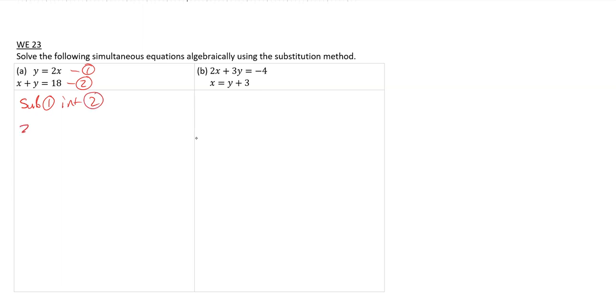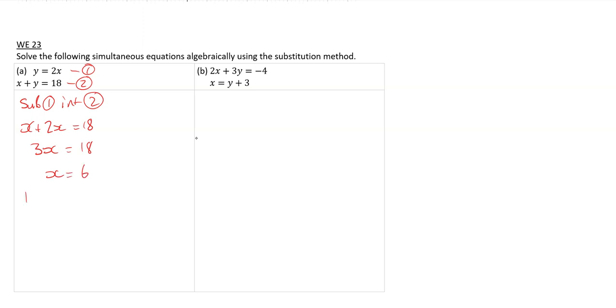What that's going to look like is I'm going to have x plus, and then instead of writing y, I'm going to write what y is equal to. And apparently y is equal to 2x. So x plus 2x equals 18. Now, fortunately, I have one variable now. There are two separate terms, but it's one variable because I can collect these like terms since they're both in terms of x. So I now have 3x equal to 18. And then clearly x is equal to 18 divided by 3, which is 6.